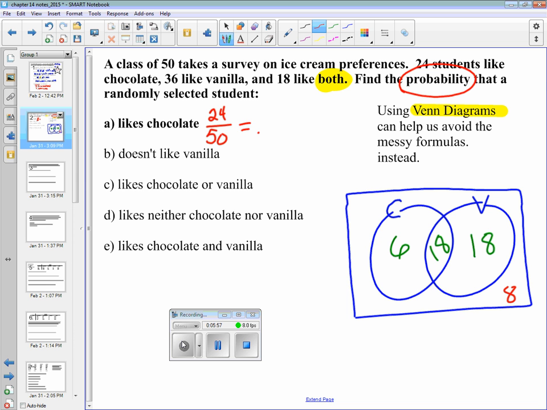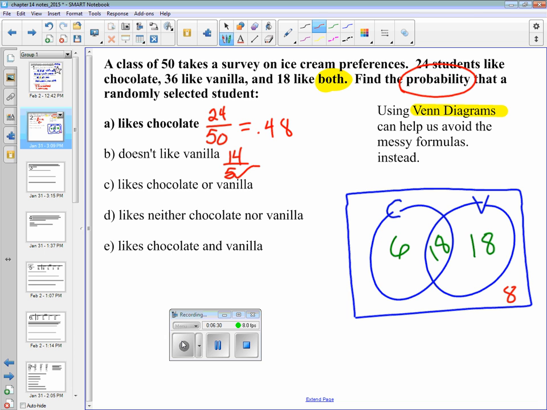How about doesn't like vanilla? What am I going to add up? So the 6 and the 8 were outside of the vanilla circle. Okay? So 6 plus 8 would be 14 divided by 50. Good. And again, you can reduce that fraction, or you can just divide them and give it to me as a decimal, and you should get 0.28.